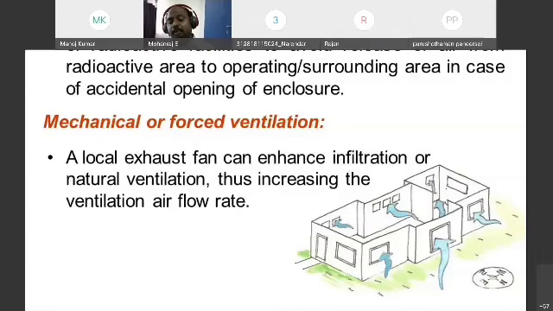Any air from outside will come into the building. From inside, air will not come outside. This is how the safety of the general public is ensured. If there is a radioactive release, it will not come out of the building. If it comes out, it will affect the general public. Since it should not affect the general public, the type of ventilation we do is to have a negative pressure. How this is created, we'll see in the next slide.